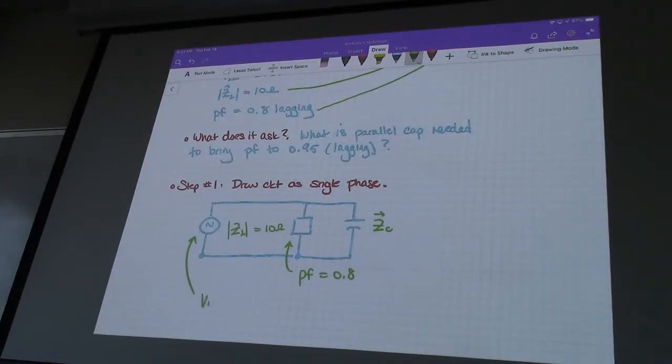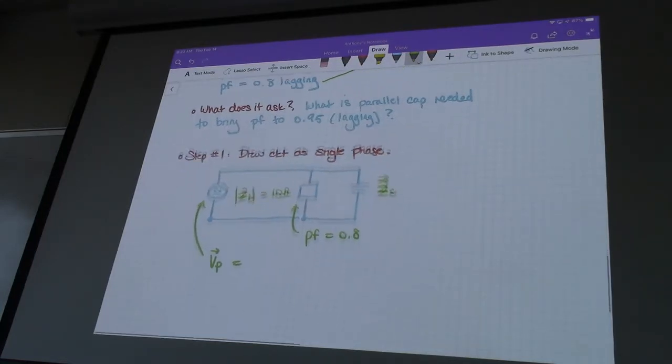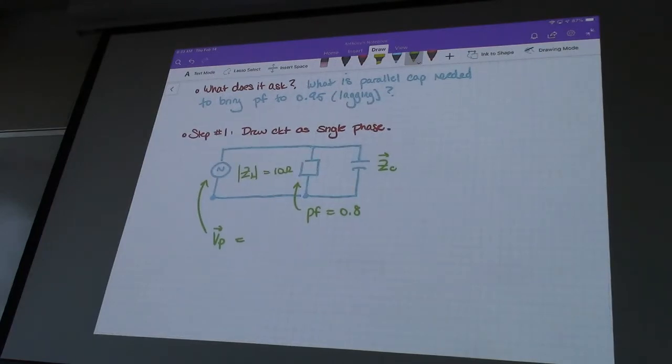And so that is going to be equal to, they tell us that it's 208, so V line to line divided by the square root of 3. And if we wanted to, we could shift it by the 30 degrees, but we don't really need to. Just as easily as we assume that the line-to-line voltage is the reference for 0 degrees, we can just as easily assume that the line-to-neutral is the reference for 0 degrees.